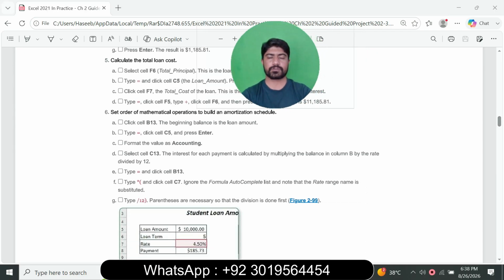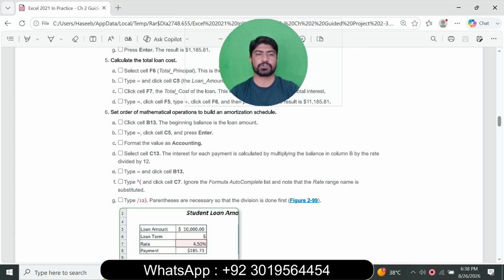We move to question number 6. Set an order of mathematical operations to build an amortization schedule and click cell B13. The beginning balance is the loan amount. Type equal to, click cell C5 and press enter.